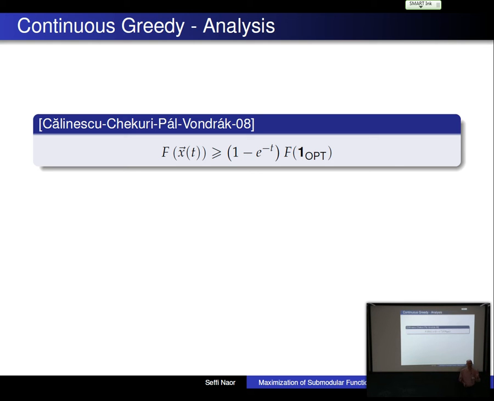We can think of it as if we are running it over time, so t is our time, and it's a continuous variable. And what Calinescu et al. showed is that if x(t) is our point at time t, then big F, the multilinear extension value of the point x(t), is at least 1 minus e to the minus t of the optimal solution.